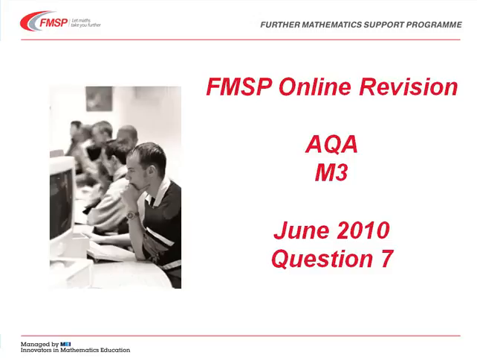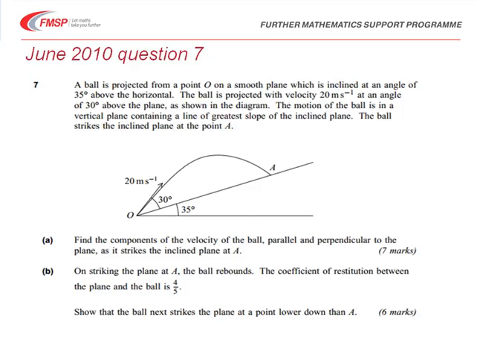In this video I'm looking at the AQA M3 specification, and this is question 7 from the June 2010 paper. The question tells us that a ball is projected up a smooth plane which is inclined at an angle of 35 degrees above the horizontal, and the ball is projected with a velocity of 20 meters per second at an angle of 30 degrees to the plane. In other words, it is what's shown in the diagram.